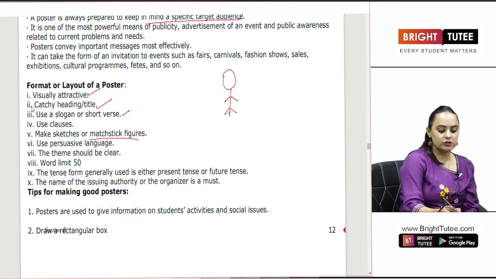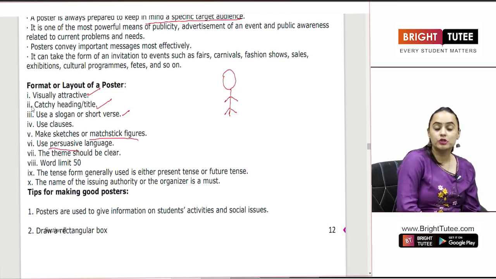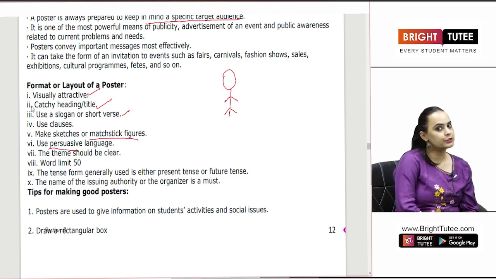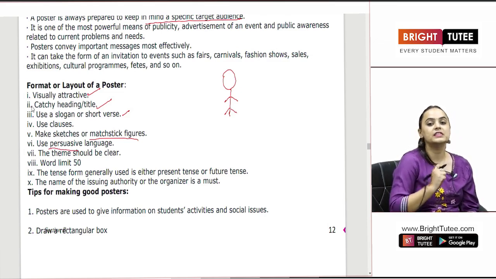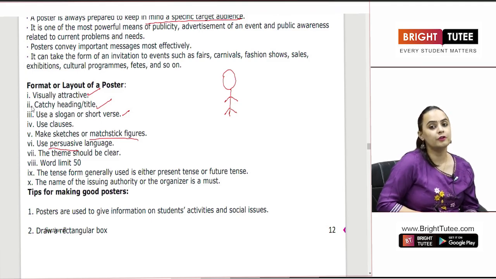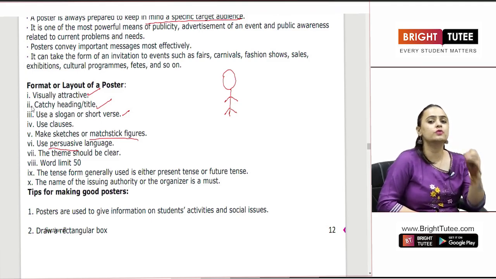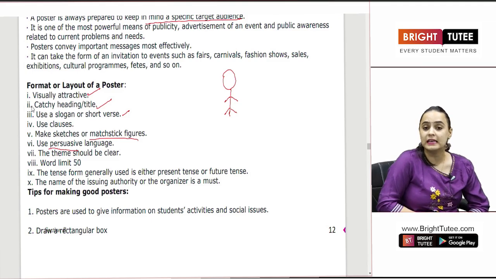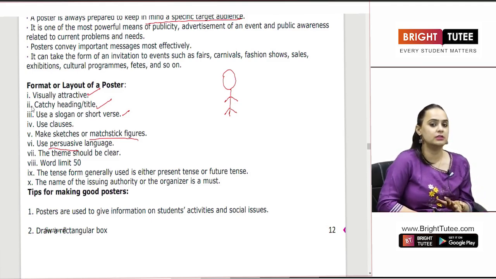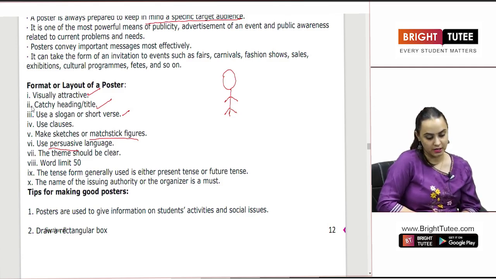The language that you use when making a poster should be very persuasive. Persuasive means very convincing. So with the help of your poster, whatever message you wish to give to the reader should be loud and clear, and the reader should be convinced about the message you are conveying. The theme should be clear. So the theme of the poster should also be clear to everyone.